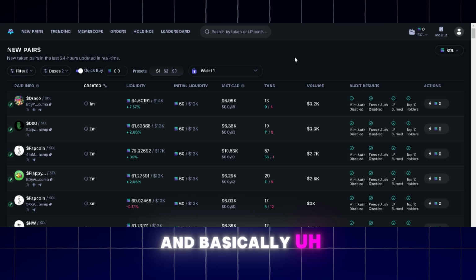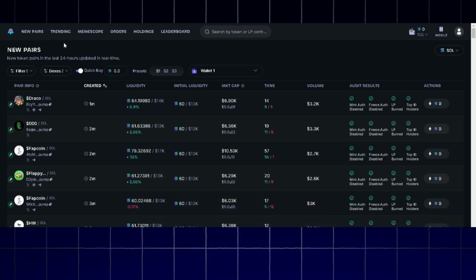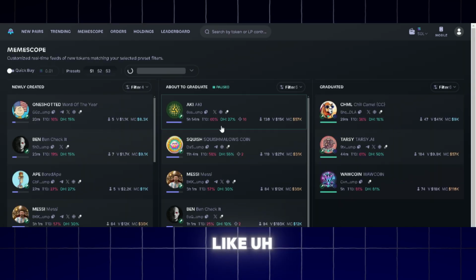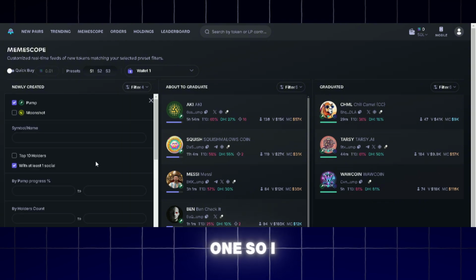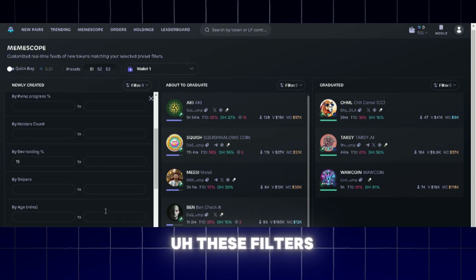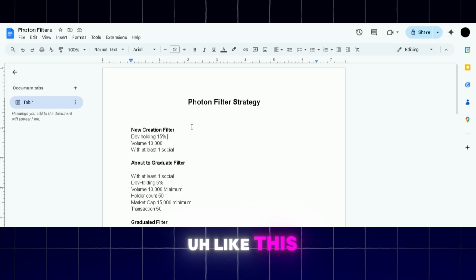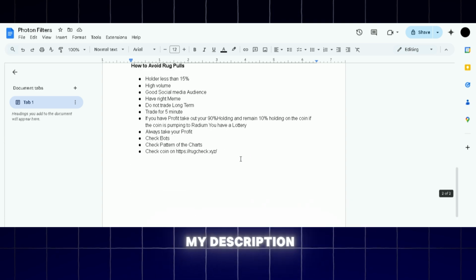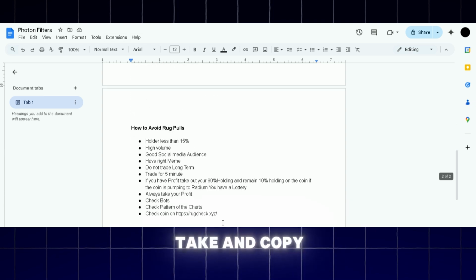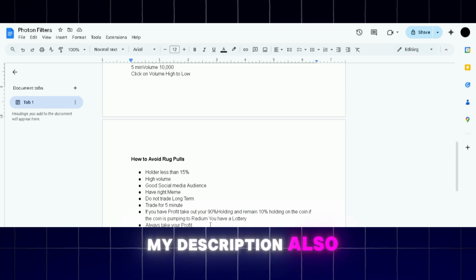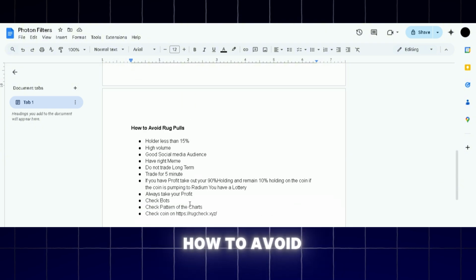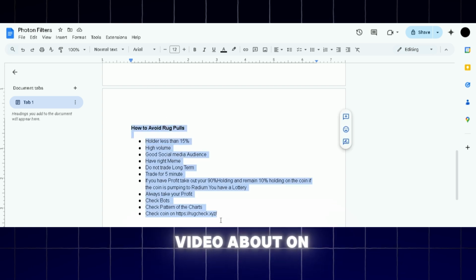Basically, in the Photon strategy I am sharing with you guys the meme scope strategy, which is the most famous one. I am currently using filters like this one on the Photon filter strategy. This strategy I have given in my description, so you can copy it and use all of these filters and learn how to avoid rug pulls. I have mentioned some points, but I will make a detailed video on this.